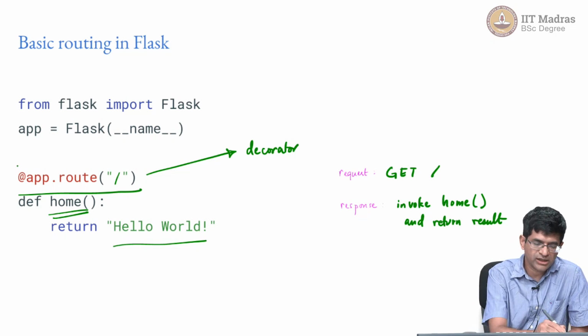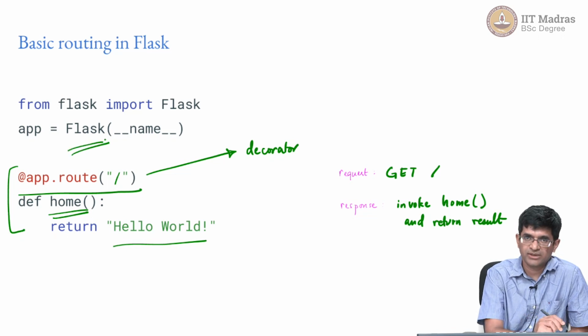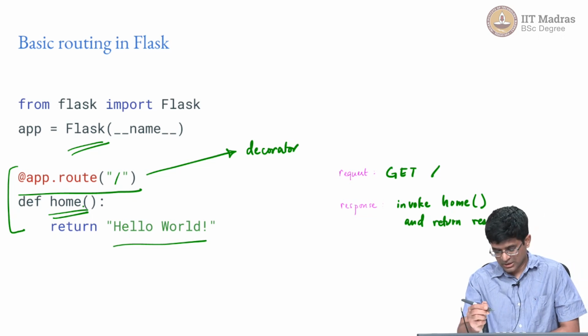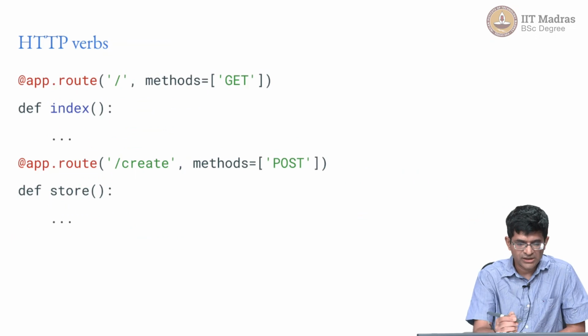Because you put in this decorator out here, that in turn would happen inside the Flask object, right? When the Flask object runs, it sees this decorator app.route and it builds a mapping saying that slash should get mapped to the function home. Okay. So how do we sort of take this further?